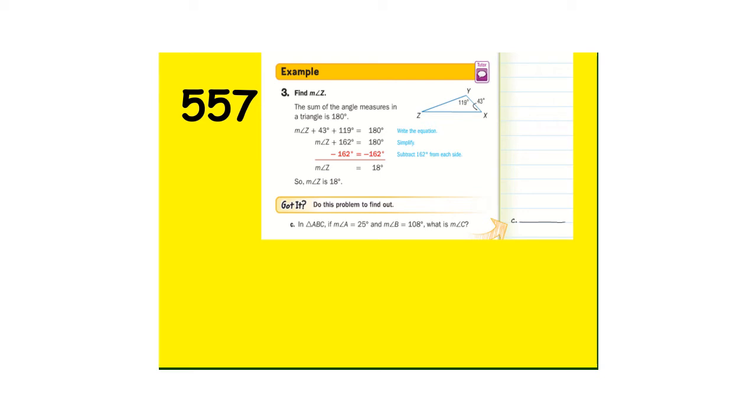Letter C. In triangle ABC, if the measure of angle A is 25 degrees and the measure of angle B is 108, what is the measure of angle C? Go ahead and pause the video. Figure that out. Okay, 25 plus 108 equals 133. So 180 minus 133 is 47. So the measure of angle C is 47.